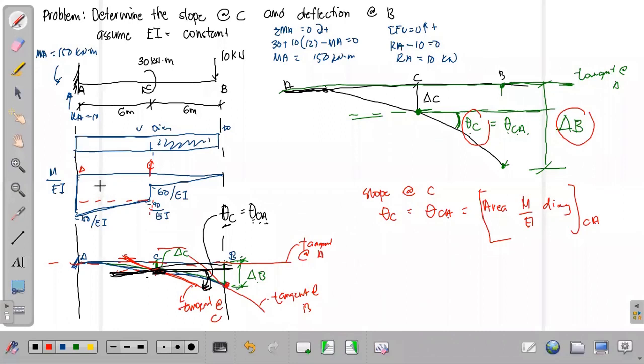So anong area dito? Anong area natin dito? Okay? So isang rectangle, isang triangle. Okay? So theta CA is equal to ilan yan? 90. Hanggang dito is 90, di ba? So 90 times 6 plus itong isang triangle, 1/2 of 6 times 150 minus 90, that is 60. Okay? So ano yung magiging value natin dito? Over EI. So kunin nyo lang yung area dito sa MEI diagram between points A, C. So ano yung magiging slope natin sa may C?